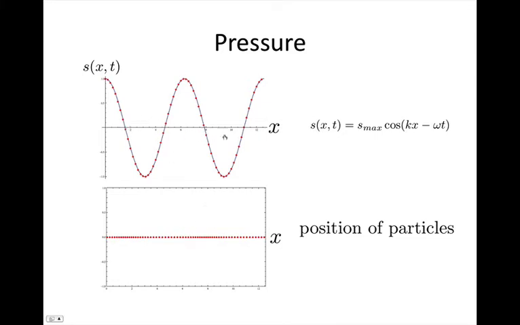So the nodes on this graph here correspond to the compressions and the rarefactions in the actual particles. So this is going to be a maximum pressure here because we've got the maximum density of particles, and another maximum pressure here. So the maximum pressures actually occur when the position from equilibrium is equal to 0. But the rarefactions also occur when the distance from equilibrium is equal to 0.